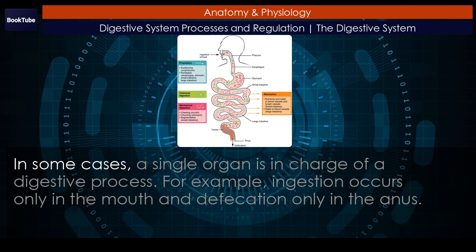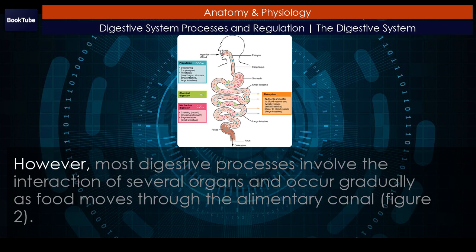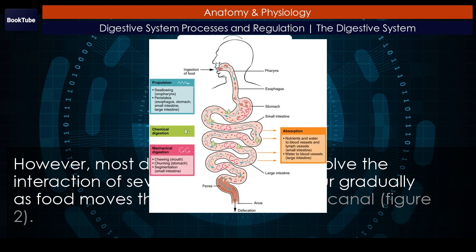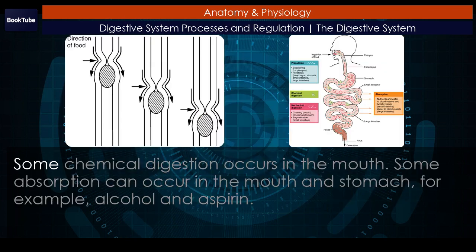In some cases, a single organ is in charge of a digestive process. For example, ingestion occurs only in the mouth and defecation only in the anus. However, most digestive processes involve the interaction of several organs and occur gradually as food moves through the alimentary canal. Figure 2. Some chemical digestion occurs in the mouth. Some absorption can occur in the mouth and stomach, for example, alcohol and aspirin.